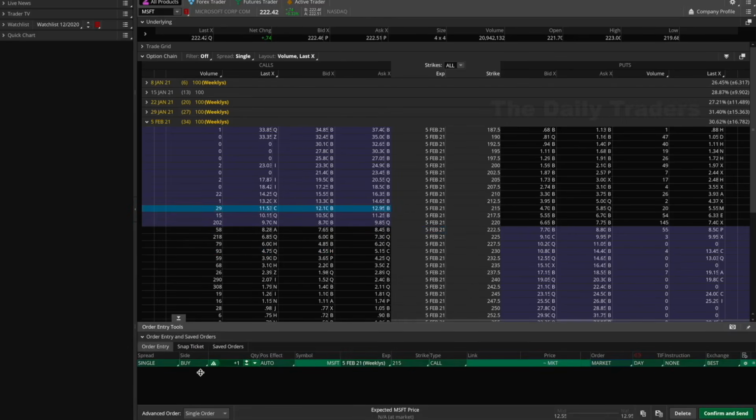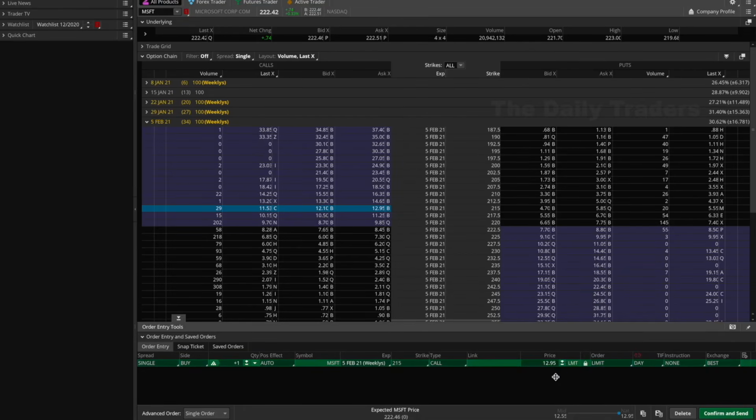Now we're going to get the opportunity to buy this actual contract. And right now it's automatically going to set it to a market order. Now market order is going to fill you at pretty much the worst price possible. You're going to end up paying a lot more than you should. So I'm going to go ahead and change that to limit. Now this is very important. Change it to limit order.